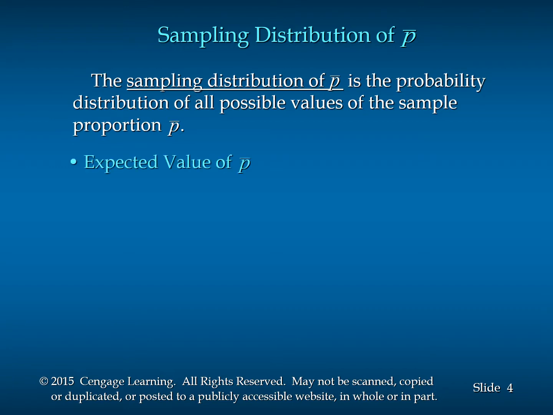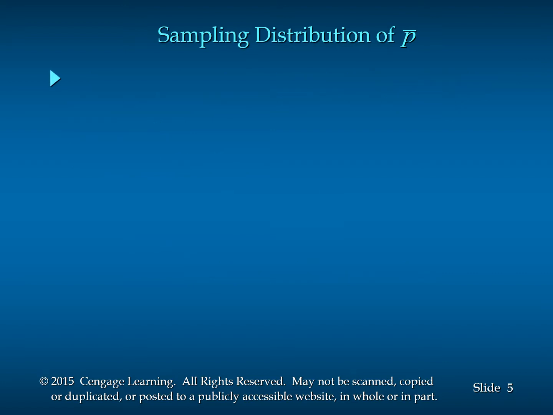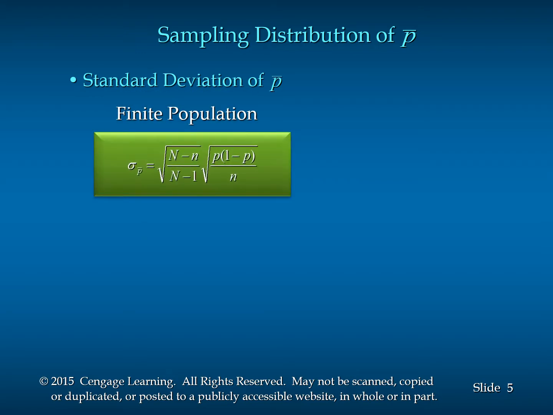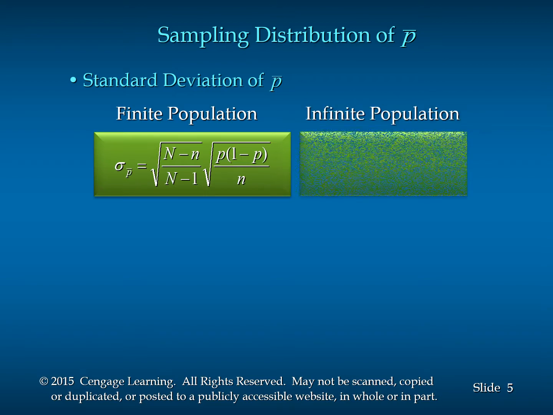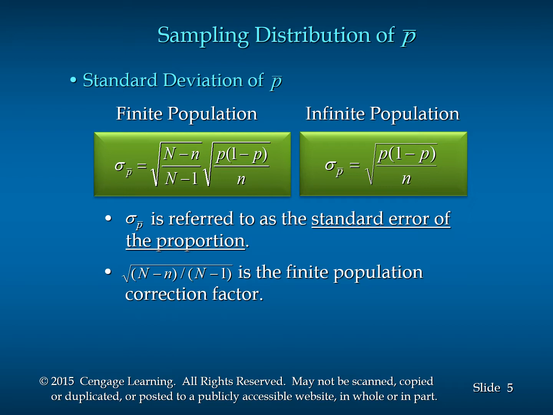And as with the mean, the expected value of the sampling distribution of proportions, P bar, will be equal to the population proportion. The formula for the standard deviation of the sampling distribution of proportions is slightly different from the formula for the sampling distribution of the means. We designate this standard error for the proportion as sigma sub P bar, where P equals the population proportion. And as with the means, there is a correction factor if we have a finite population.